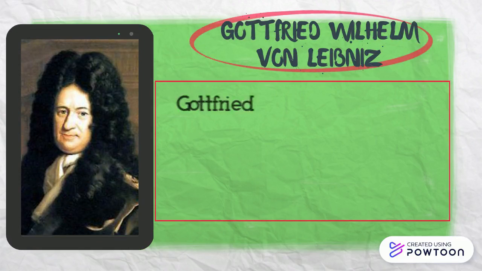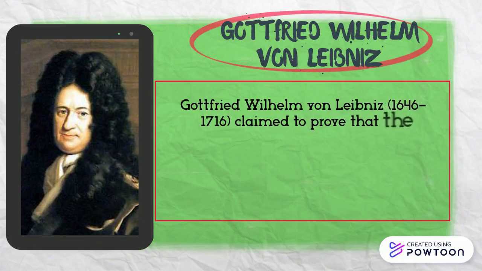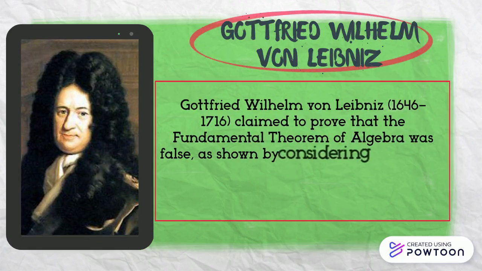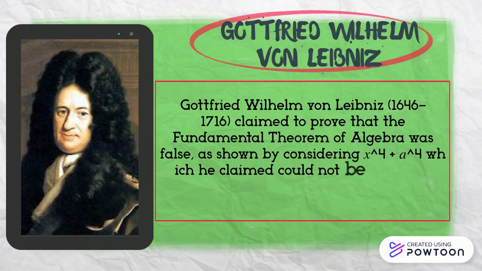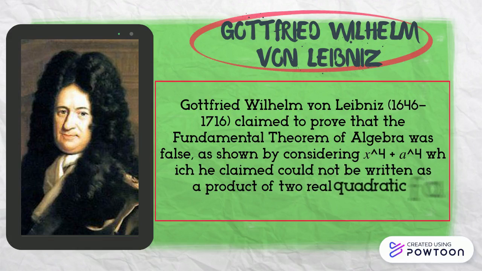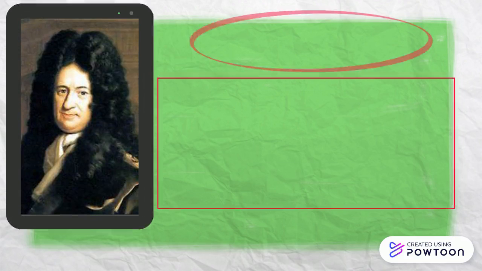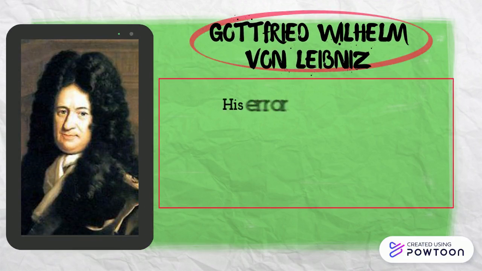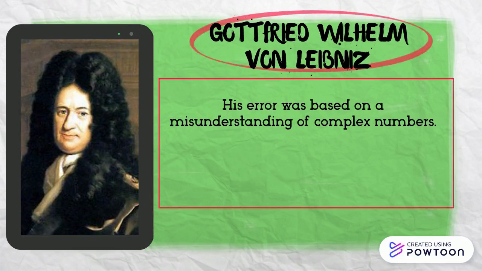Then, Leibniz claimed that the fundamental theorem of algebra was false, as shown by considering x to the power of 4 plus a to the power of 4, which he claimed could not be written as a product of two real quadratic factors. His error was based on a misunderstanding of complex numbers.